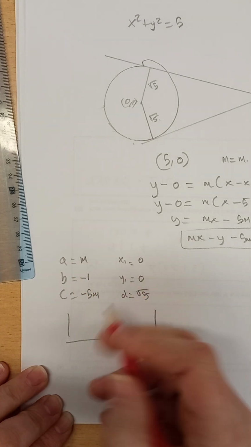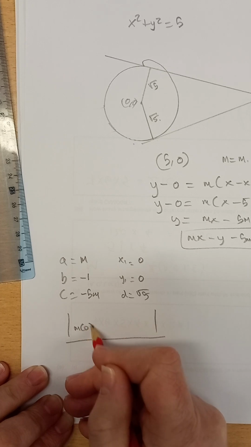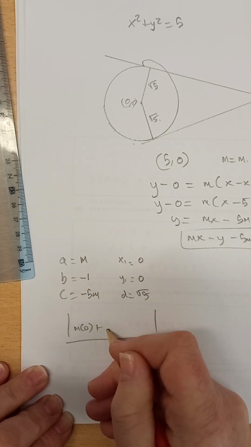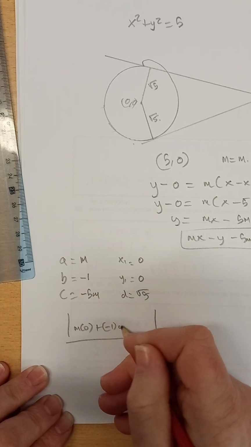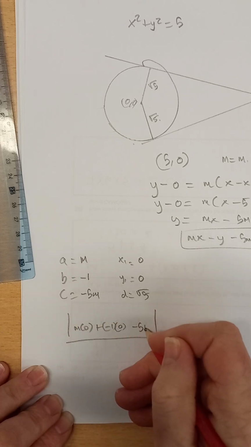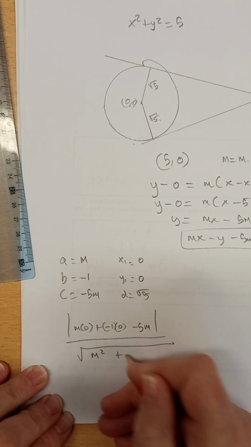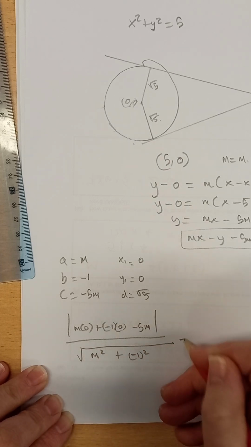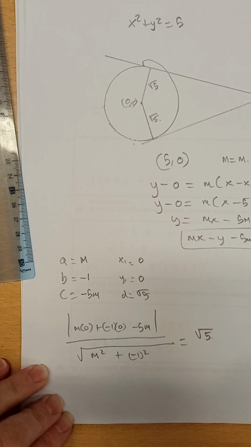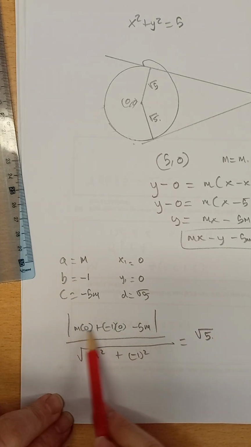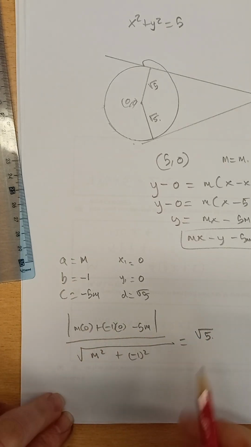A times x1, m times 0, plus b times y1, minus 1 times 0, plus c, all over the square root of a squared plus b squared, and that's equal to the square root of 5. Okay, so you can see where this is going. Let's tidy up the top line. They're all zeros, and that's just minus 5.